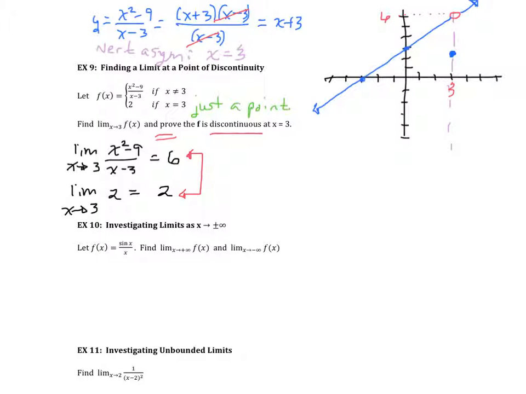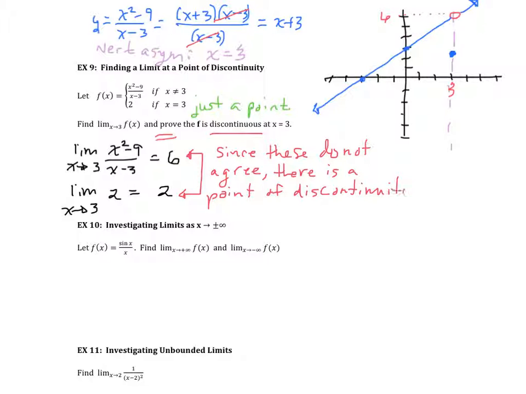So since these do not agree, there is a point of discontinuity at x equals 3, because that's what we're approaching.